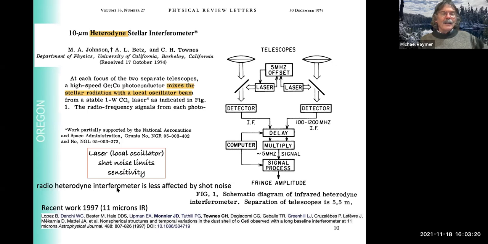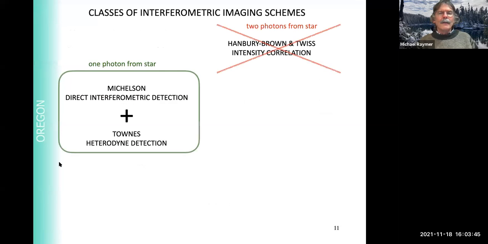Radio heterodyne interferometry, fortunately, is less affected by shot noise because the wavelength is so different. They don't have to worry about shot noise in that case. The photons are sort of not really present. It's really more like a wave phenomenon. Wave-particle duality favors the wave interpretation, and the shot noise doesn't really come into play. So this is why they could use radio receivers to reconstruct the black hole image.